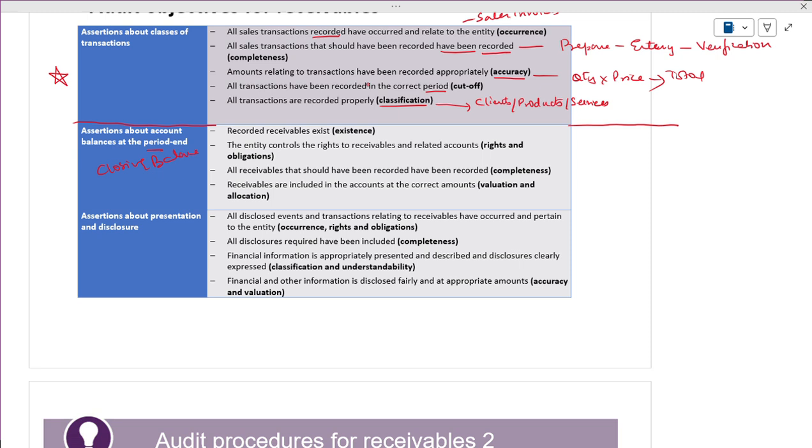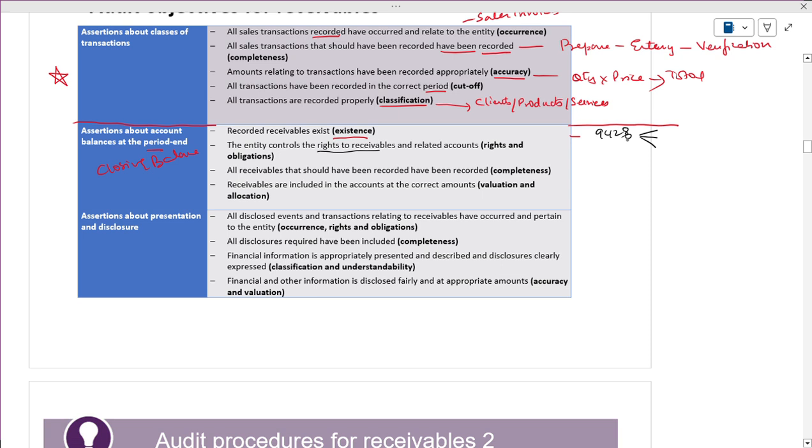What is the closing balance? If you are showing a closing balance, the closing receivables should exist. Assume we are going to show closing balances of 9,428. It should exist. It means this 9,428 should be either from one party or from multiple parties. Okay, that is the first thing: the entity controls the right to receivables.